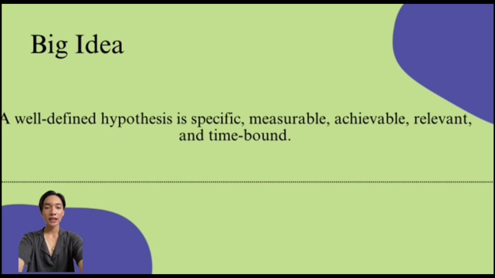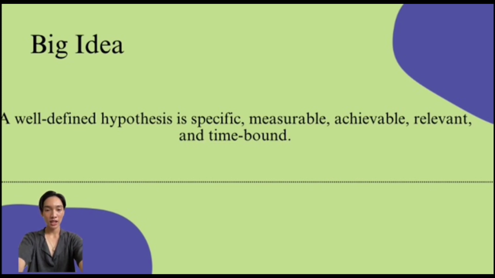So a well-defined hypothesis refers to a hypothesis that possesses certain characteristics that make it effective and useful for research purposes. So first, specific. A hypothesis should be clear, concise, and focused on a particular aspect of the research question. It should identify the variables involved and provide a clear identification of what is being investigated.